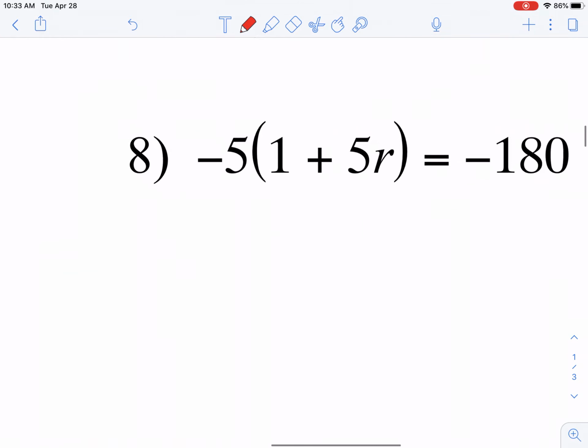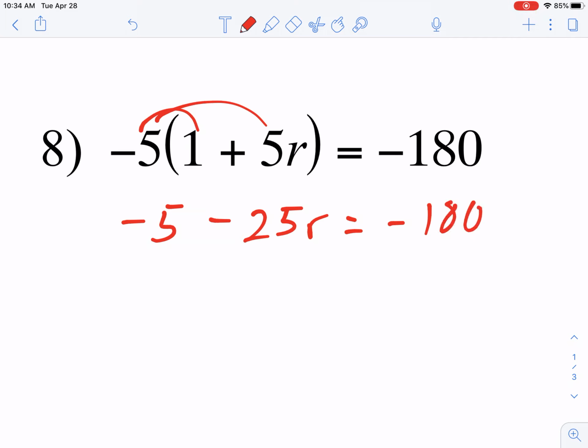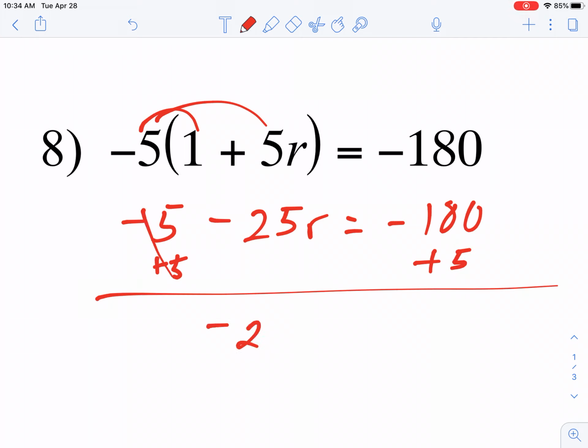Looking at the last problem, number 8, we have negative 5 times 1, which gives us negative 5. Negative 5 times positive 5 gives us negative 25. R comes with it. It's equal to negative 180. We want to add 5 to both sides so we can get rid of that 5. The 5's cancel each other out. Negative 25r drops down. It's equal to negative 180 plus 5.